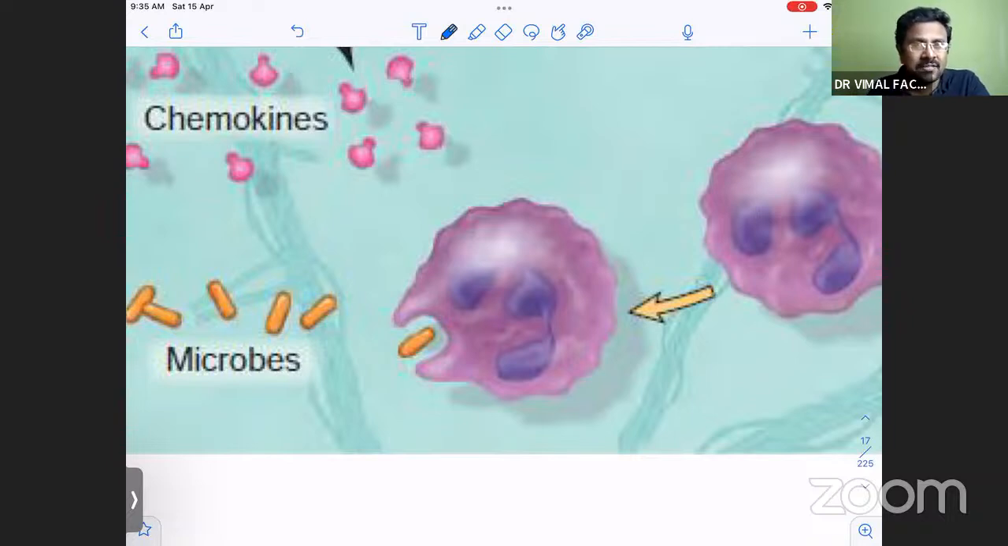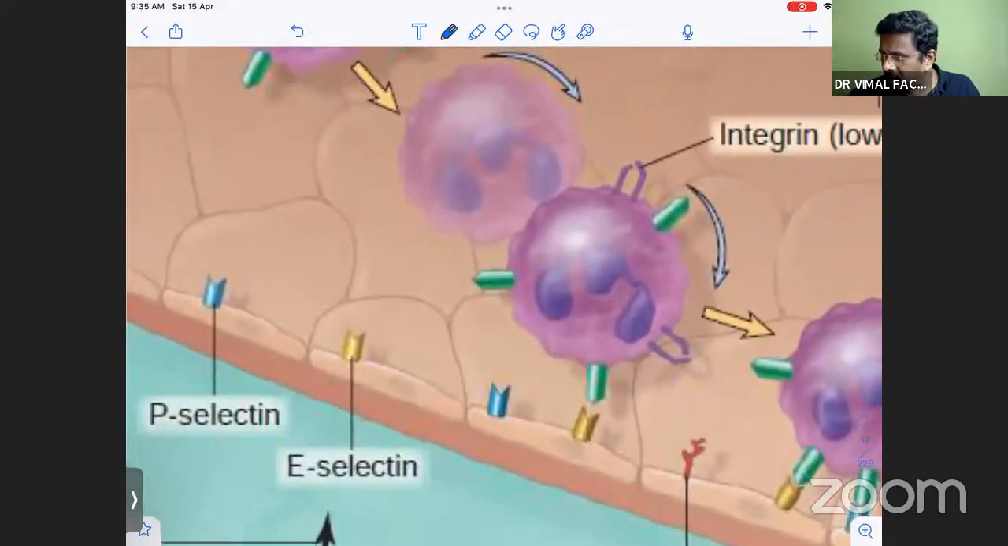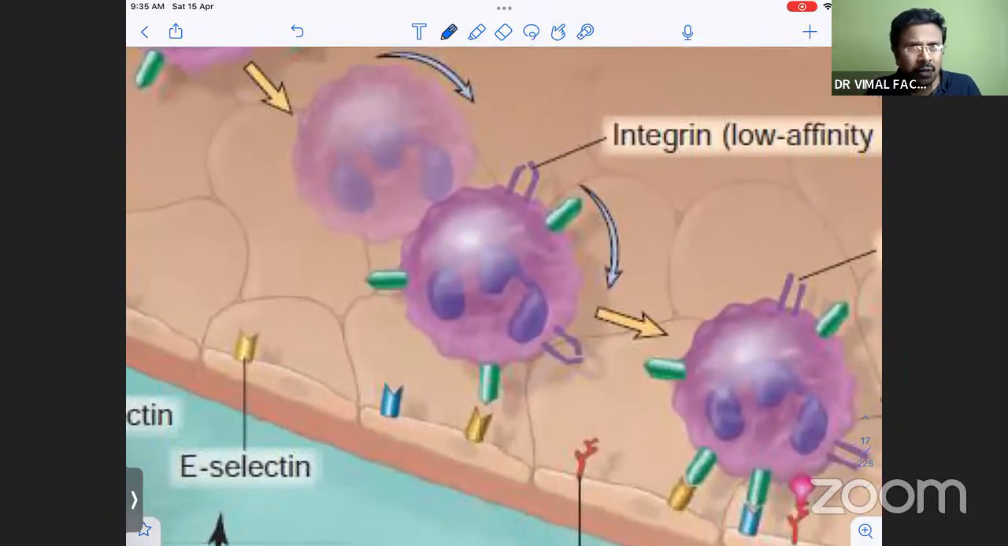So after chemotaxis, what happens? After chemotaxis, phagocytosis occurs. So these are all the steps. This rolling, adhesion, all these things are mediated by chemical substances. See here, for rolling to occur, you need two molecules: the WBC as well as the vessel wall endothelium.